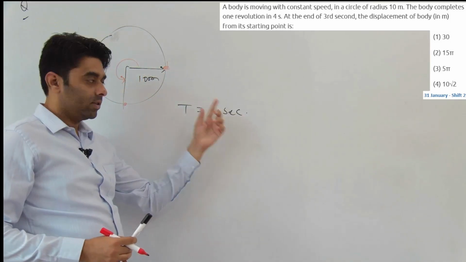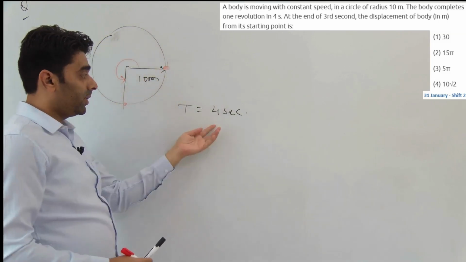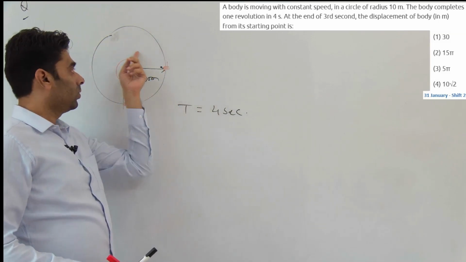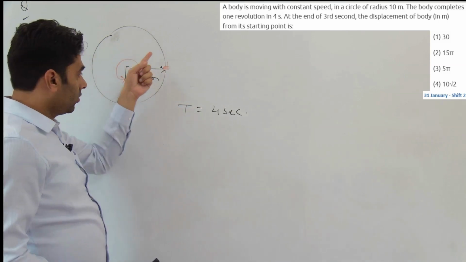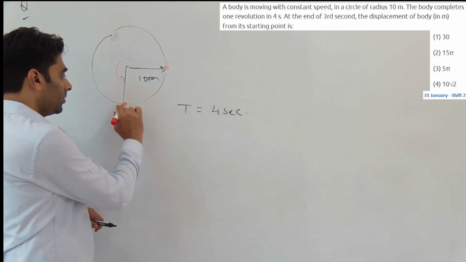Total 4 second is the time period. So in 4 second it will complete one round. We have 4 quarters over here, so it will be 90 degree in 1 second. So in 3 second the angular displacement will be 270. 270 degree means the position will be over here.